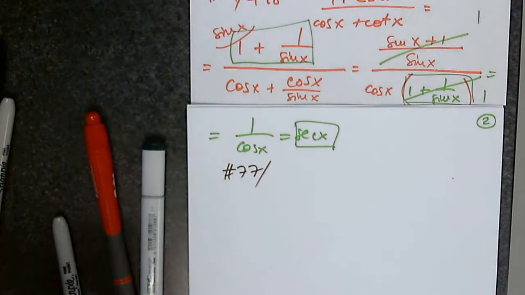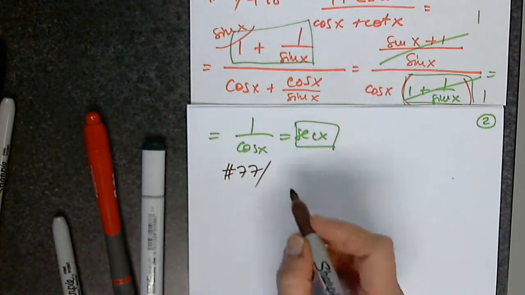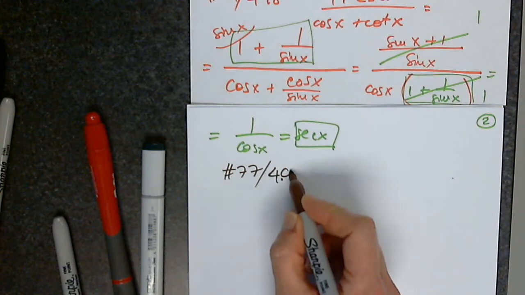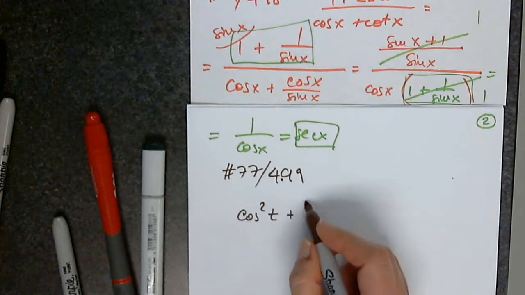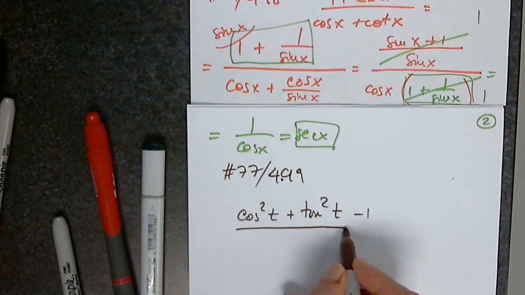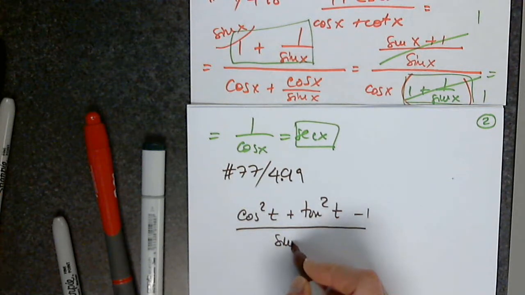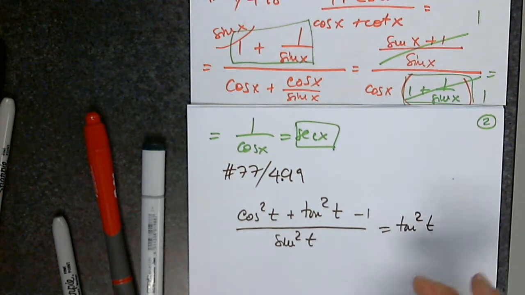At least the section, 7.1. Okay, very good. 77. I see it. Page 499. So cosine squared t plus tangent squared t minus 1, everything divided by sine squared t, they say, is tangent squared t.